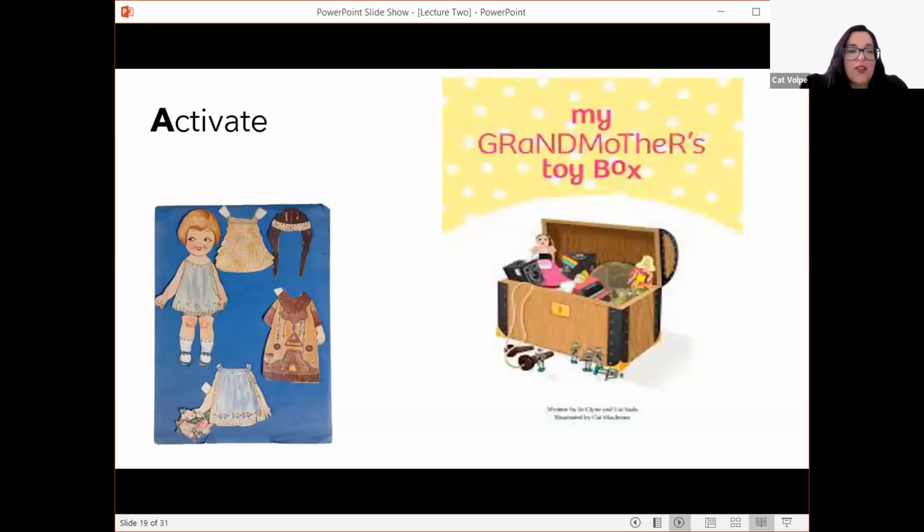So in the activate stage, this stage is really about gathering the interest of your students. So teachers want students to be interested, and they are arousing curiosity about the topic. They are establishing a context. They are checking for prior knowledge of their students, and they're introducing questions and determining with students how they might find the information needed to answer the question.